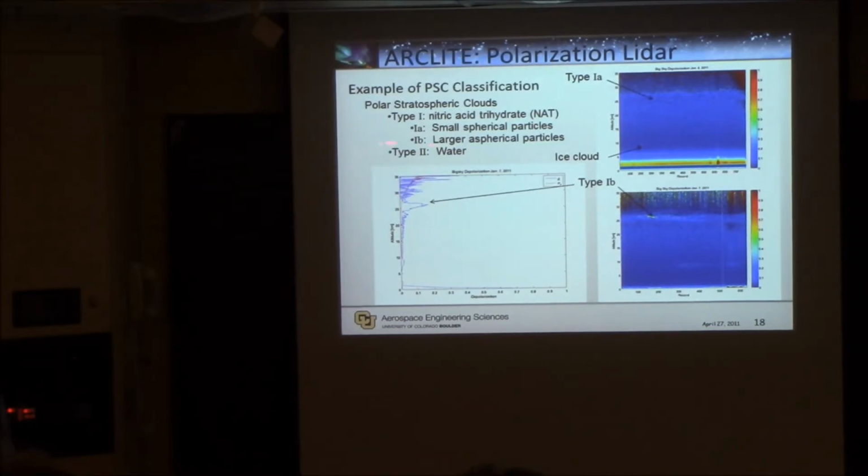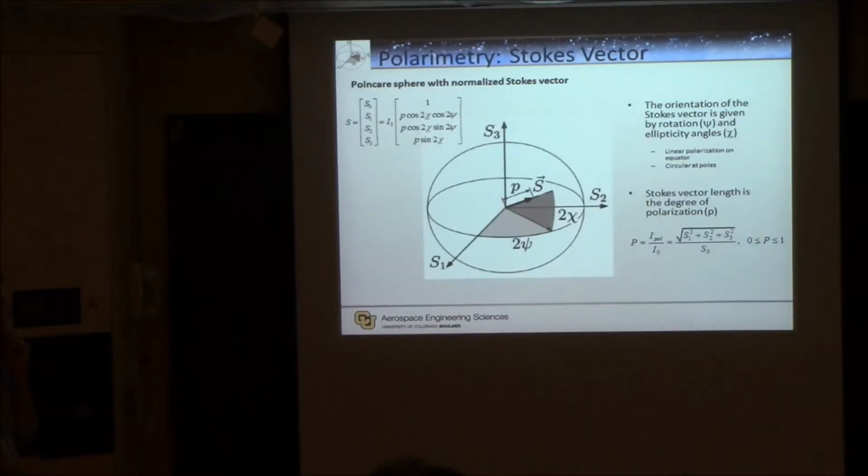But as you go to type B, there are larger, more aspherical particles that are obviously present because the depolarization is going to occur when you have the aspherical nature of the particle. And then there's type 2 water, but we know that we weren't in that because the temperature has to be below 180 Kelvin for that to form, and we didn't have that type of temperature going on for that day. And so we can use polarization also for cloud and aerosol identification or classification. And I'm going to talk more about this type of measurement because we've done a bit more with that.